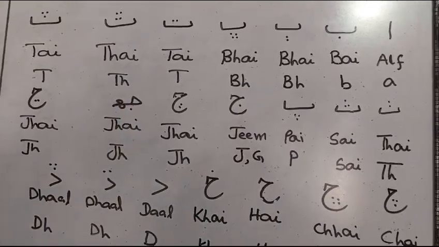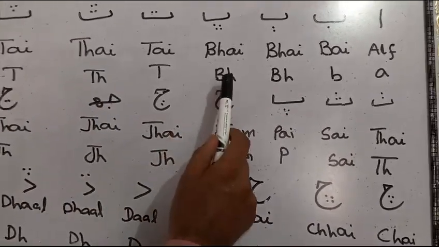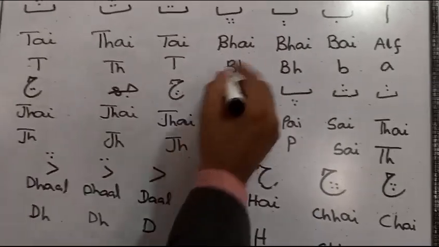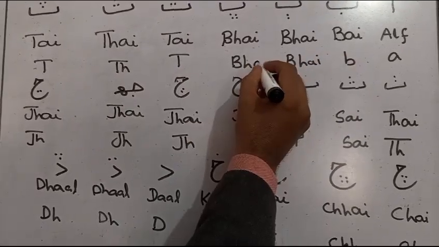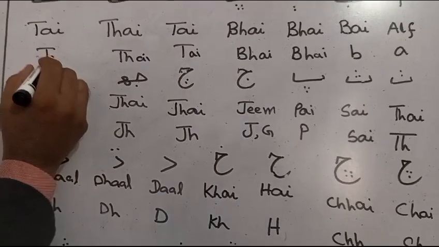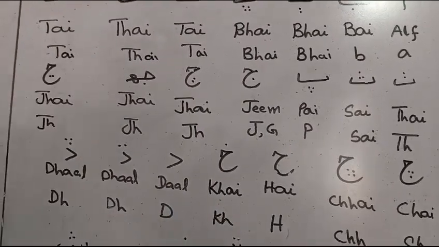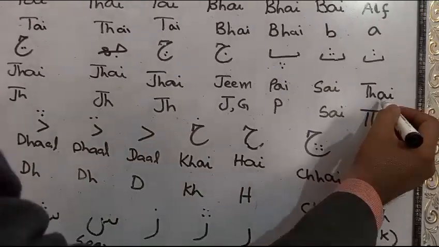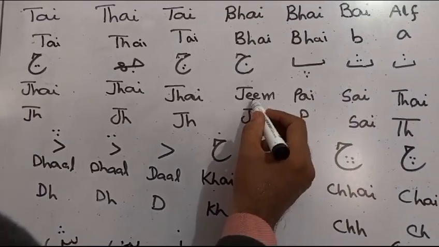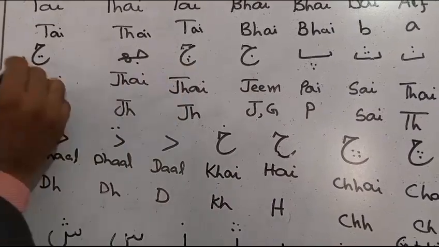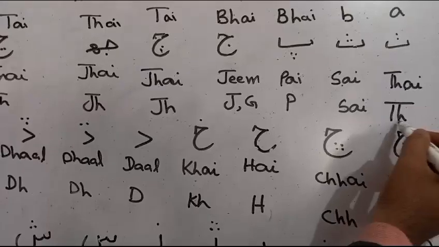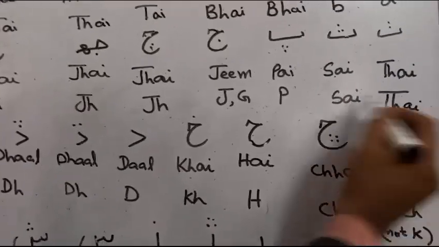Be, Te, Te, Se. These are the sounds of the Sindhi alphabet. Now, in English, we say Be, and BH is used. This one is the Te. Te in Sindhi, Te. Se. Pe. Jim. De. Je. Ne. In English, we say Te.